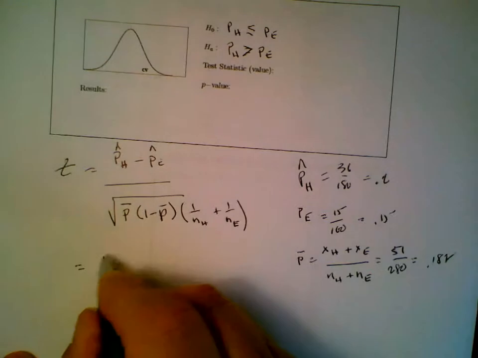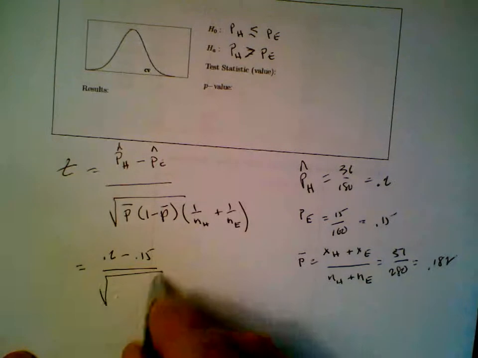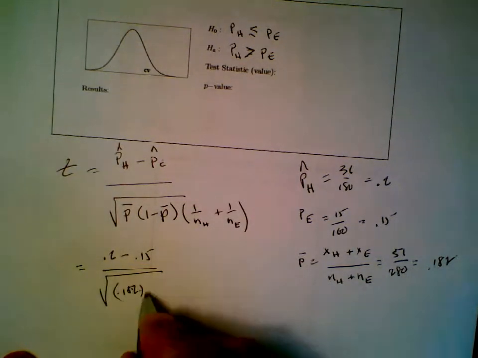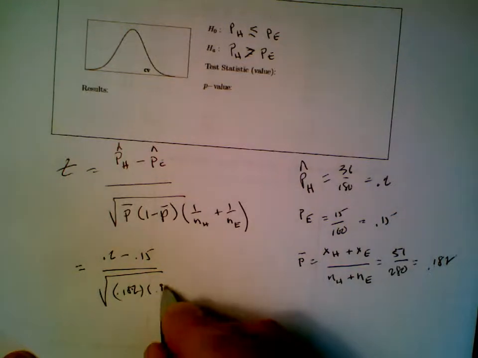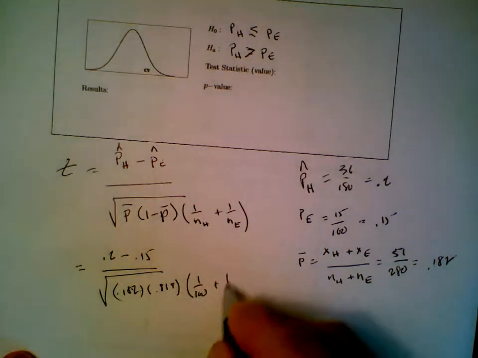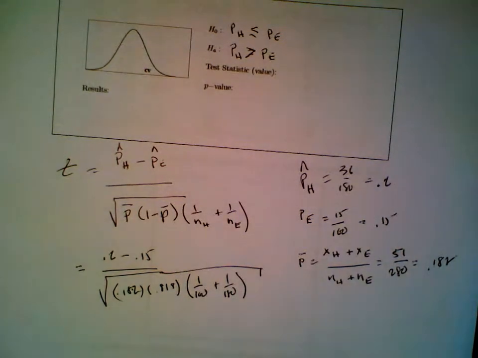Okay. Now let's put the numbers in the formula here and see what we got. We've got 0.2 minus 0.15 divided by square root of 0.182 times its one's complement, which is going to be 0.818, times 1 over 100 plus 1 over 180. Square root of the whole thing.